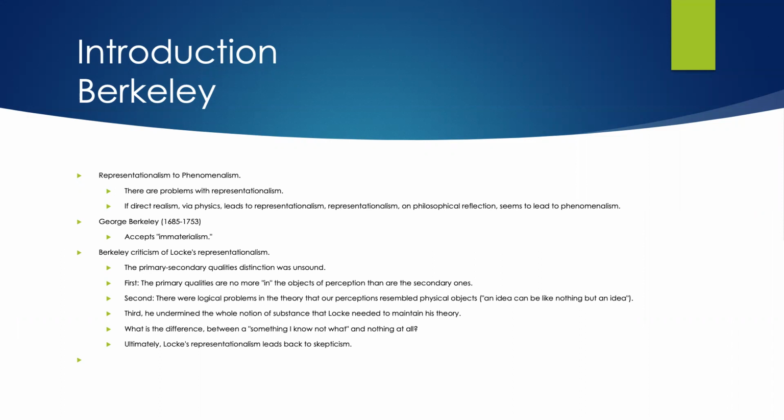So Berkeley looks at Locke and says, good start, good effort, but no. What he wanted to do was essentially get rid of the primary-secondary distinction. He thought it was unsound. Why? Well, he argues at great length that the so-called primary qualities are no more out there than the secondary qualities.